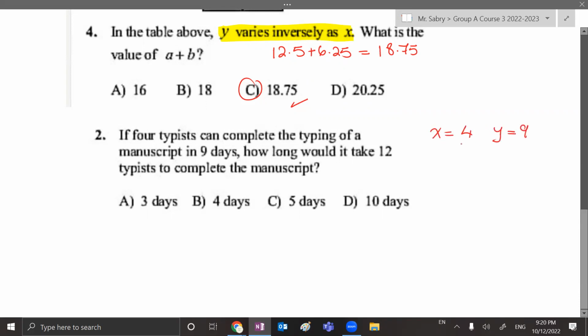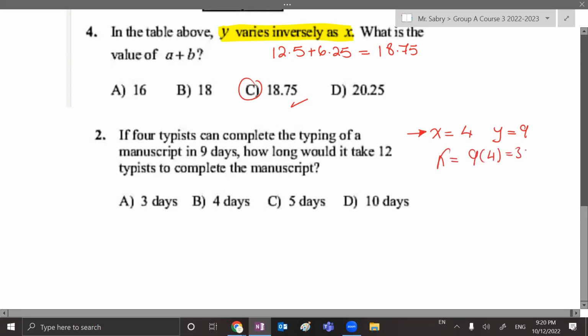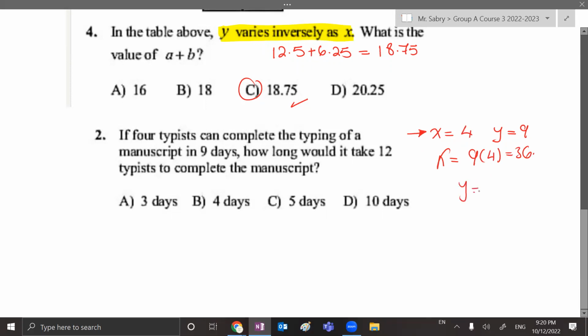Because which one is depending on which one? Is the number of days depending on the number of typists, or the number of typists depending on the number of days? Days on typists. Exactly. So X will be the independent variable, which is the number of typists. Then to find K, I'll say 9 multiplied by 4, that's 36, which means the equation is Y equals 36 over X.